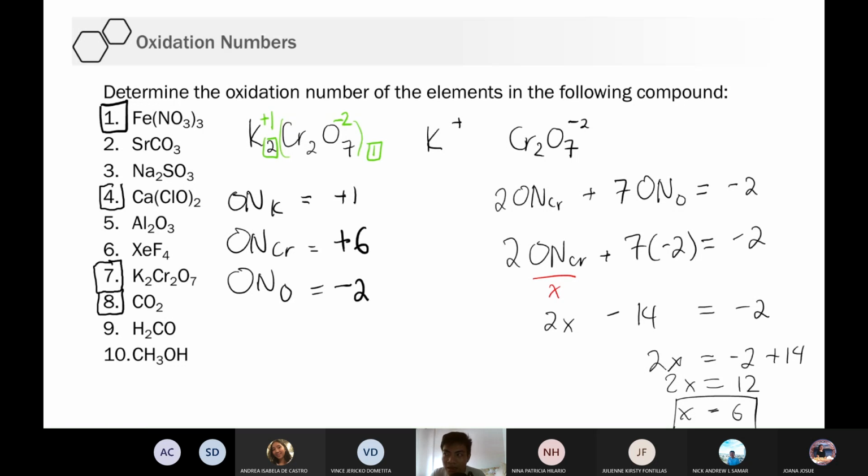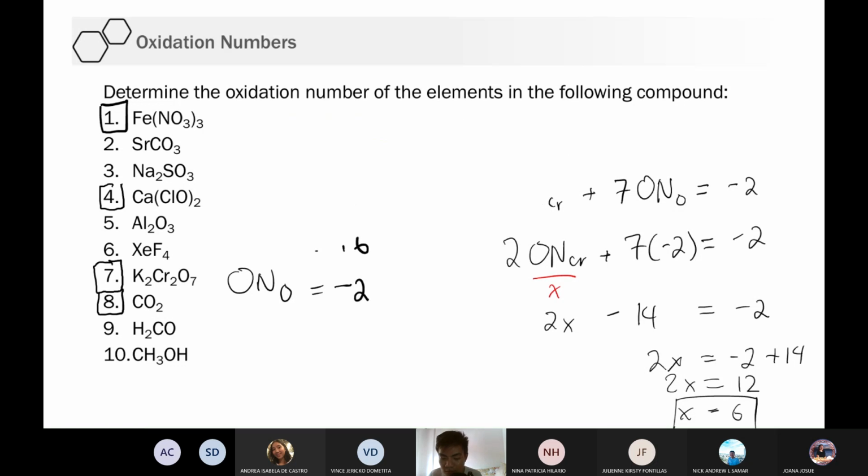Kapag sobrang dami ng unknown, hindi mo na masosolve yung equation. So, it will be better if you split them. Split mo muna, para makita mo, ito positive 1 pala to. Ayan. And then for the others, you just solve for them. Okay? About CO2. Delete ko na ha. Last one, we have CO2.